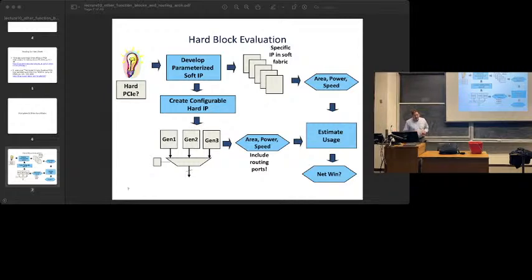Okay, we've looked at some logic blocks and RAM blocks. In general, this is the procedure by which people evaluate whether they should harden some important function.